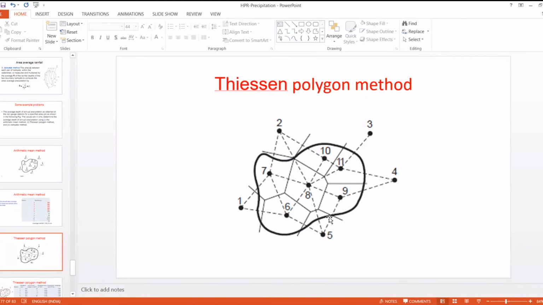So you can see here the weightage factor of each rain gauge station, that is the area of the polygon surrounding the rain gauge station divided by the total area. So area of polygon divided by the total area gives the weighting factor of that rain gauge station.